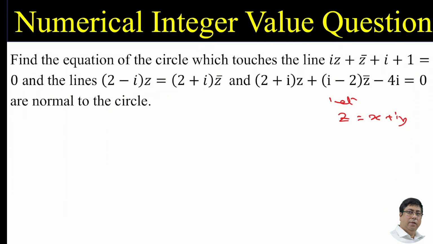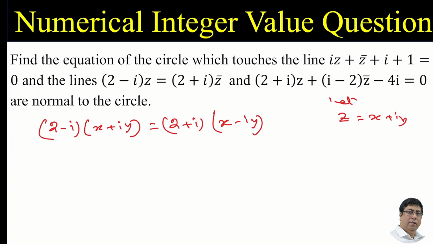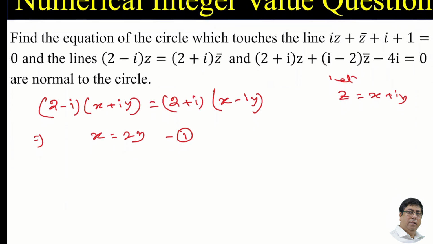Now let us convert the first normal to the Cartesian form. In this case we can write (2 minus i) into z, meaning x plus iy, equal to (2 plus i) into z bar, meaning x minus iy. If we multiply and calculate, with the simple cancellation of plus and minus terms, we are getting x equal to 2y, and this is one normal. So let us go to another normal. Another normal is given here.